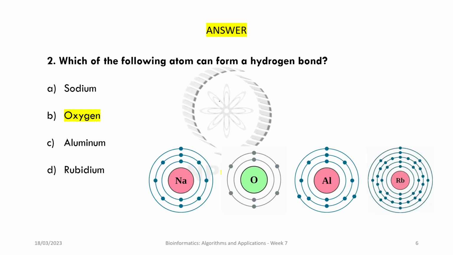All right. So I have here the electron structure distribution of sodium, oxygen, aluminum, and rubidium. You see that only oxygen is electronegative enough to form a hydrogen bond, right? All the others have three here. There's only one in the outer orbital, and again one here, right? But oxygen has six, and it's just wanting two to complete its shell. Therefore, oxygen is the most electronegative among the options here.